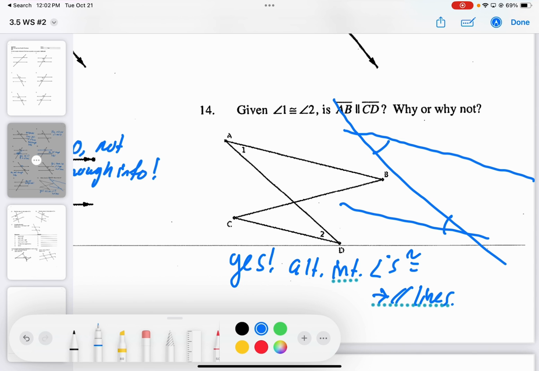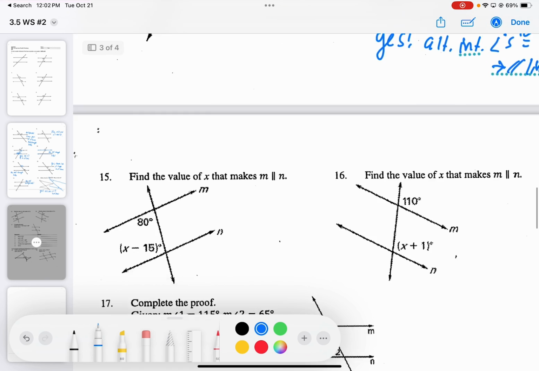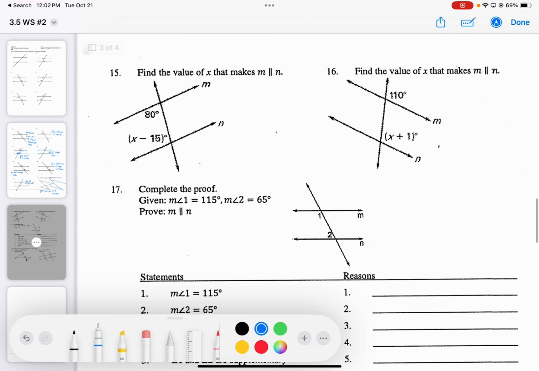Okay. Now, for the other ones on this worksheet, I'm not going to actually solve the equations for 15 and 16, but let's set them up real quick. If I wanted to solve for x, you guys tell me, what equation would I set up? You would do 80 plus x minus 15 equals 180.